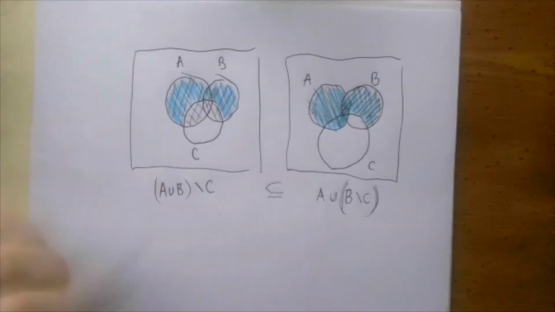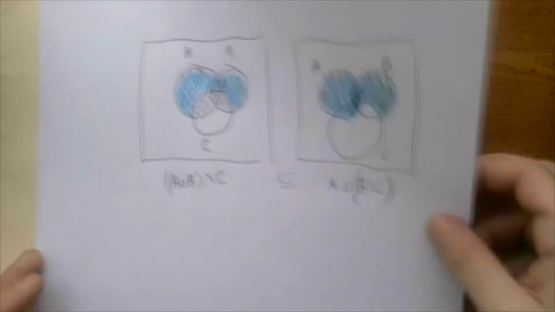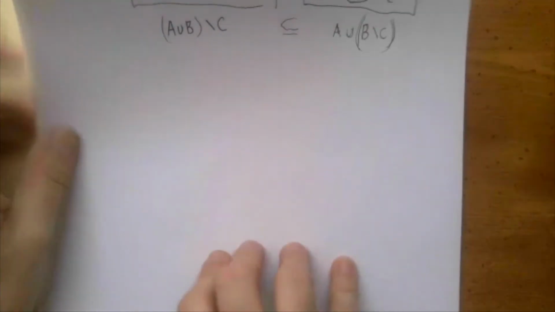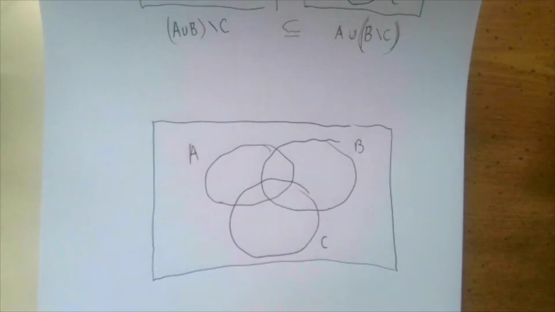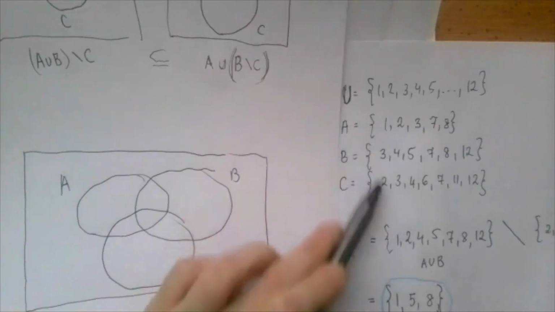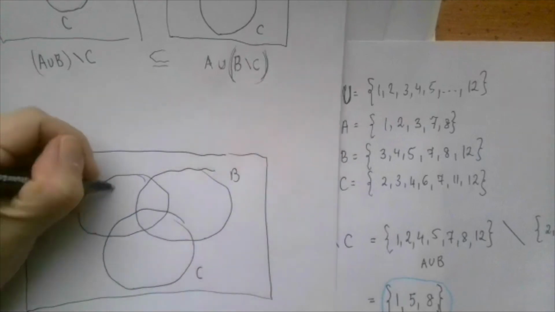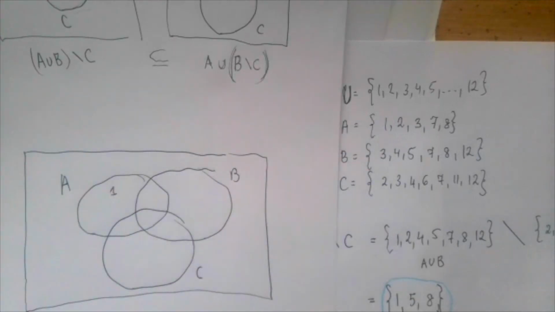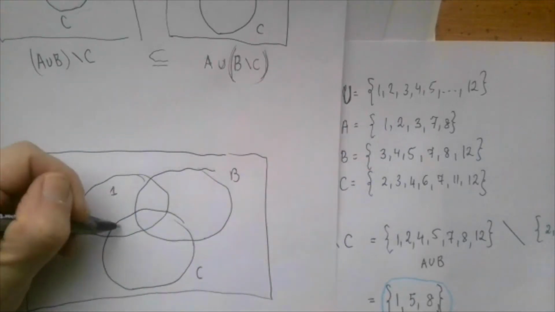However, my experience is that you should only do that if you're very certain in your skills. Some people make mistakes when they come up with the Venn diagram. Let's see. 1 is only in A, not in B and C. So 1 goes here. 2 is in A and C, but not in B.